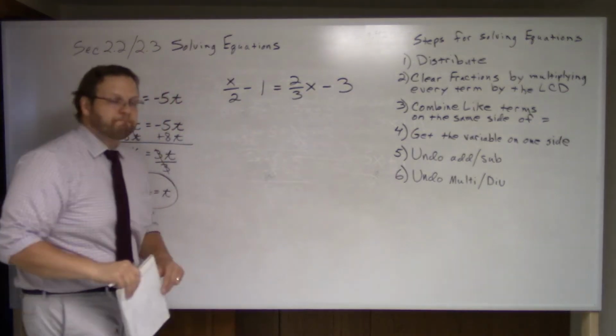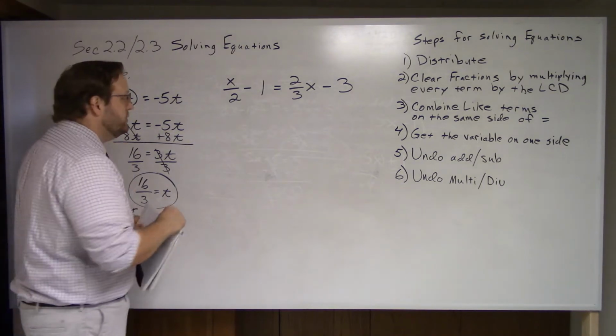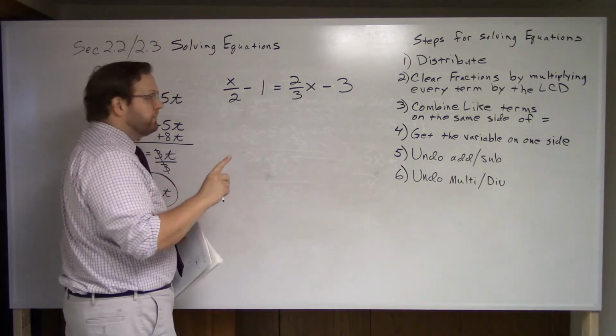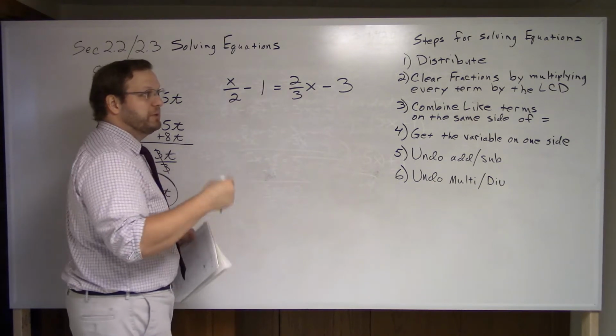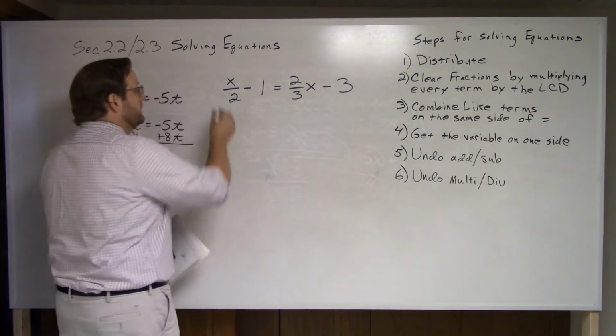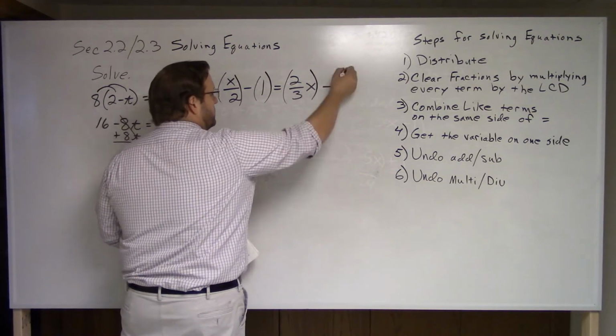How about this? Okay, so what we're going to do here, nothing to distribute, clearing fractions. Now remember, we clear fractions by multiplying every term by the LCD. First of all, how many terms are there? There's 1, 2, 3, 4 terms.